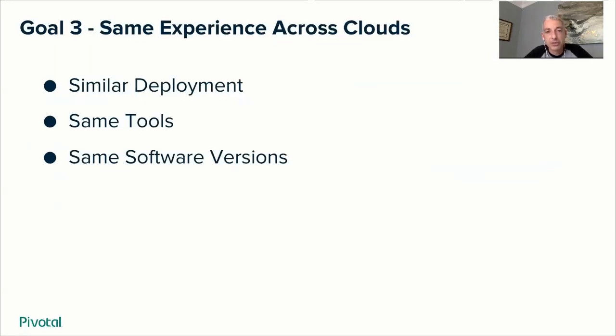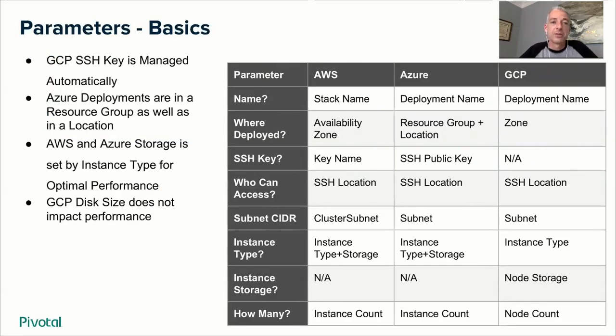The same experience across the clouds, right? So that's our goal number 3. You want to have a similar deployment, and you want to have the same tools, and you want the same software versions. So the parameters when you create a deployment across the 3 different clouds, AWS, Azure, and GCP, are going to ask for some of the same things, right?